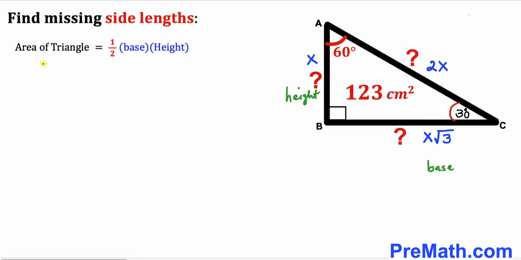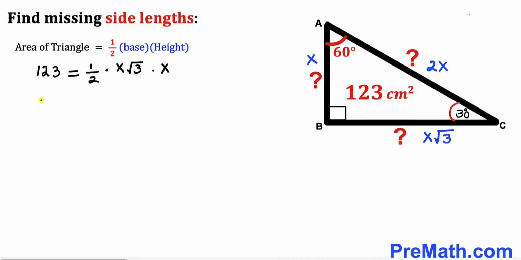Let's go ahead and fill in the blanks in this formula. So we got the area, 123, is going to be equal to 1 divided by 2 times our base, which is x times square root of 3, times the height, which is x. And now our task is to find the value of x.